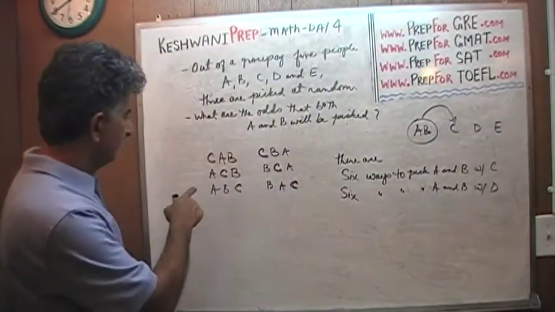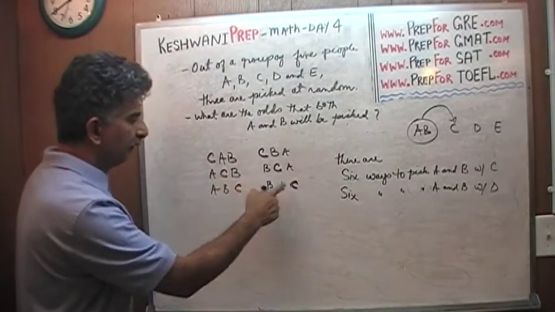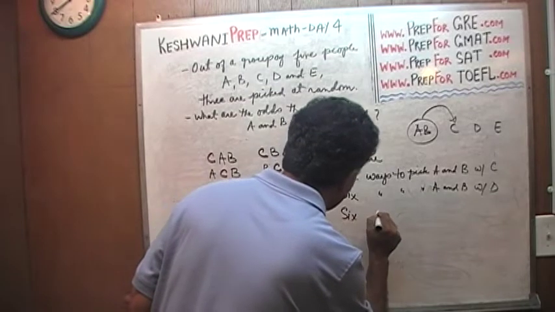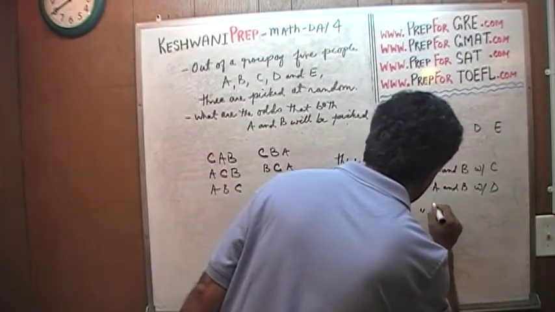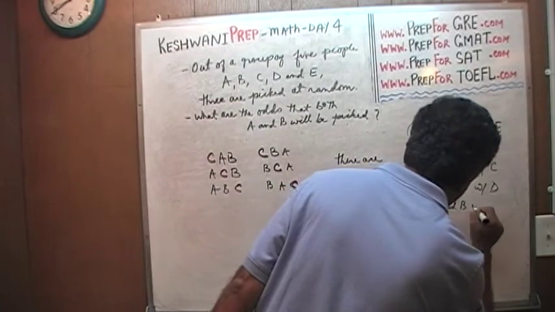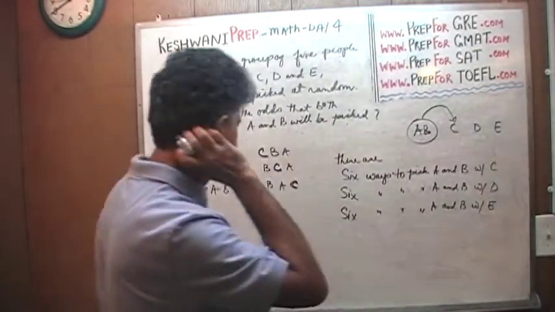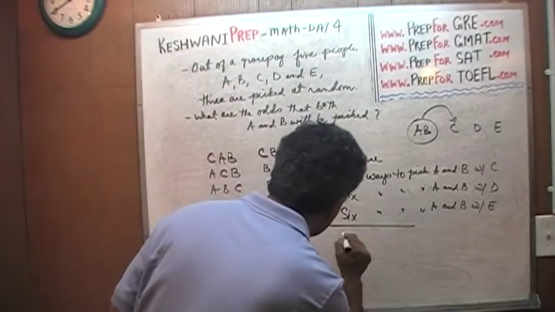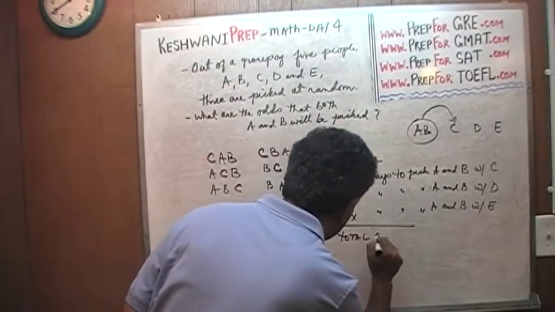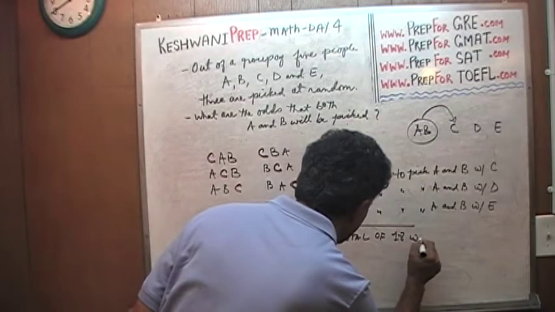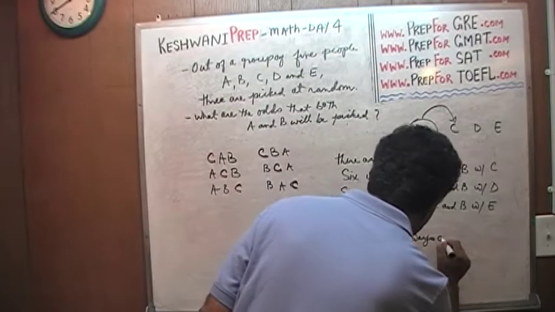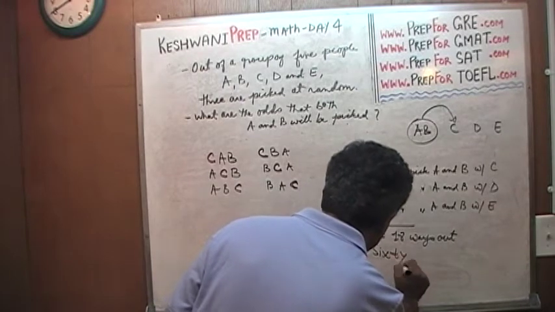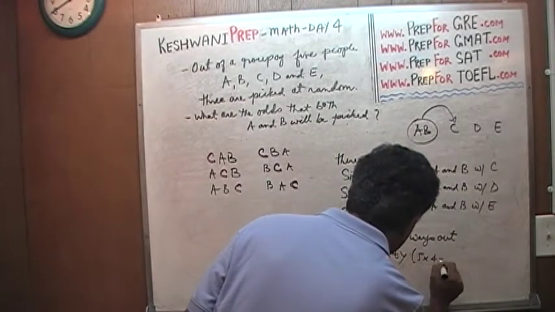The only thing that will switch is that instead of C's, you will have D's. And finally, there are going to be 6 different ways you can pick A and B with E. So there are 18 different ways altogether. A total of 18 ways out of 60, which was 5 times 4 times 3.